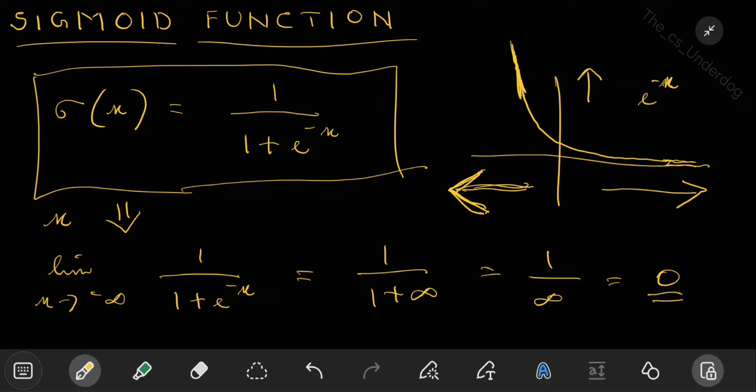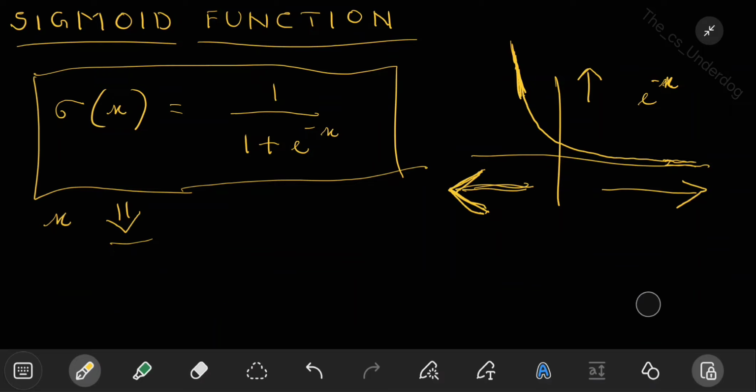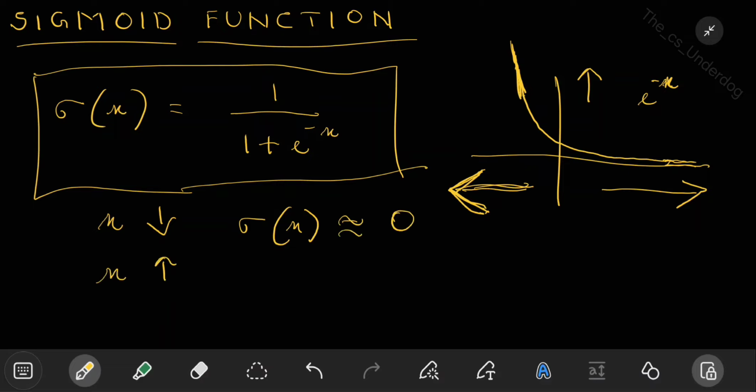So what did you understand from this? If x approaches minus infinity, the value of the sigmoid function is approaching 0. So from the last two limits that we have found, limit x tends to infinity and limit x tends to minus infinity, what did we understand? We understood that as the value of x decreases, the sigmoid function approaches 0, and as the value of x increases, the sigmoid function of x approaches 1.